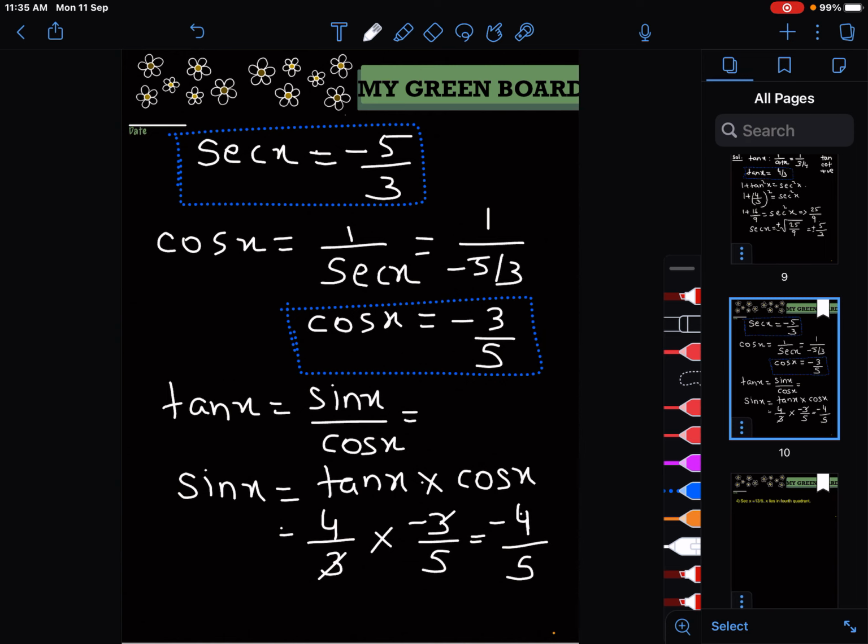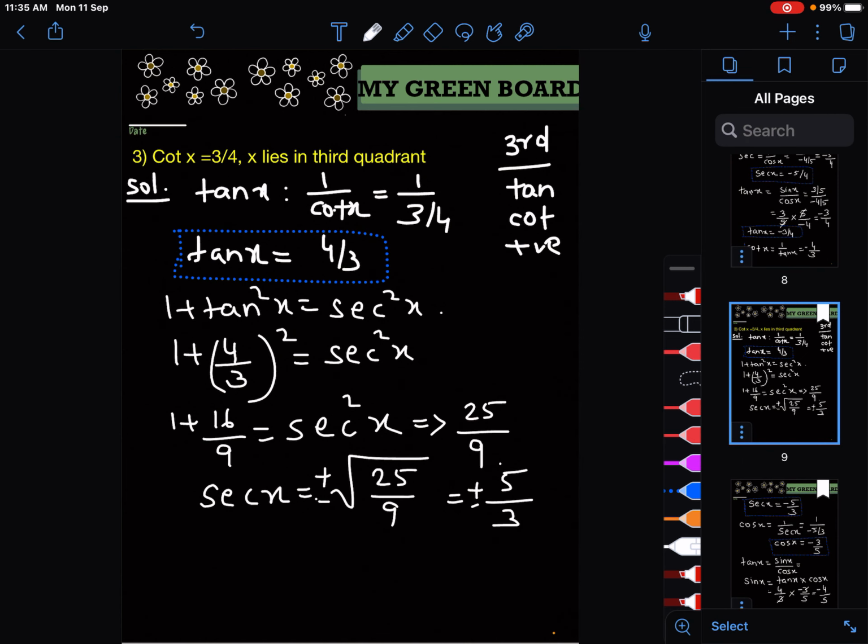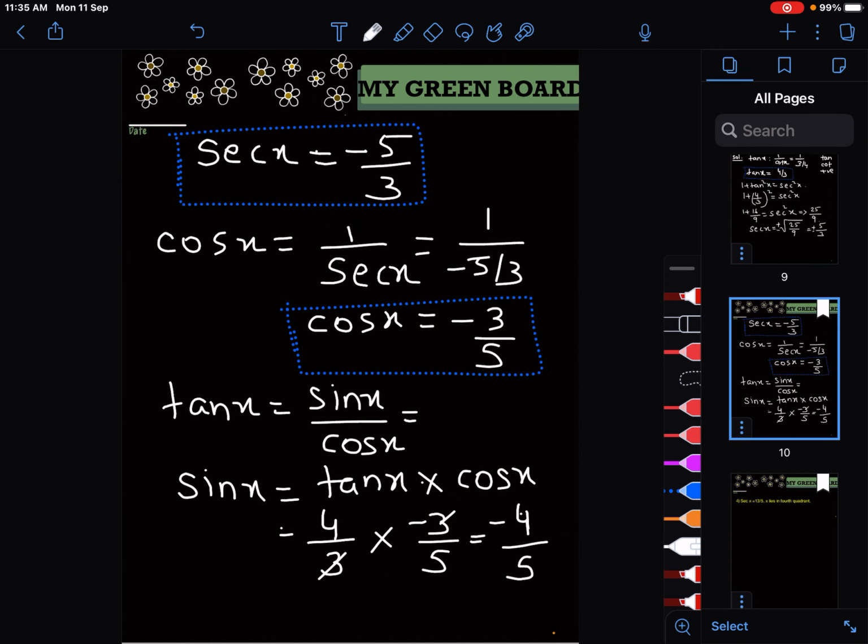Okay. Now, so we have got the value of tan x, cot x, secant x, cosec x, cos x and sin x.